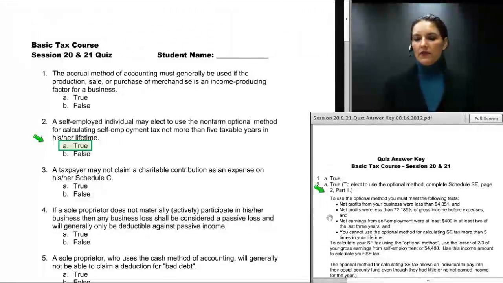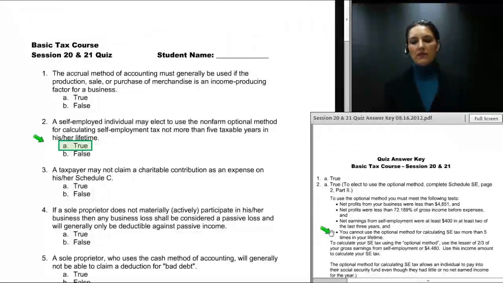And on the answer key for question number 2, it says, to use the optional method, you must meet the following tests. You have to have net profits from your business that are less than $48.51. Net profits were less than 72.189% of gross income before expenses. Net earnings from self-employment were at least $400 in at least 2 of the last 3 years, and you cannot use the optional method for calculating SE tax more than 5 times in your lifetime.